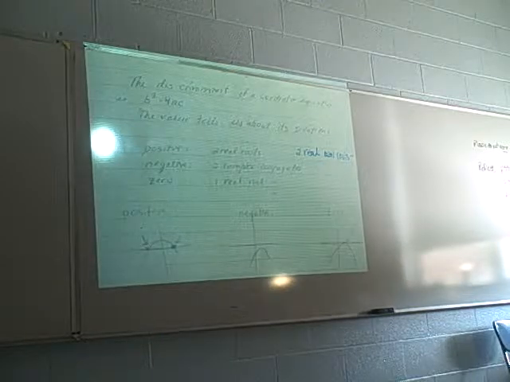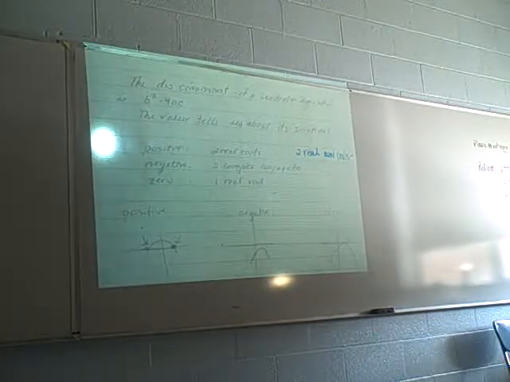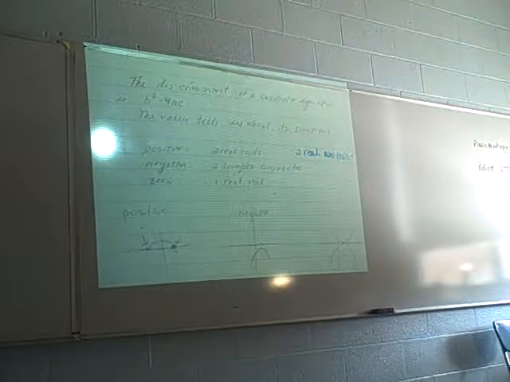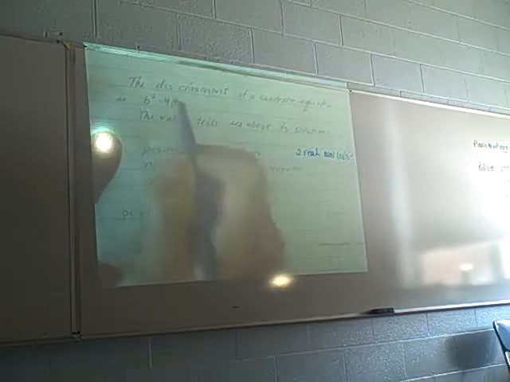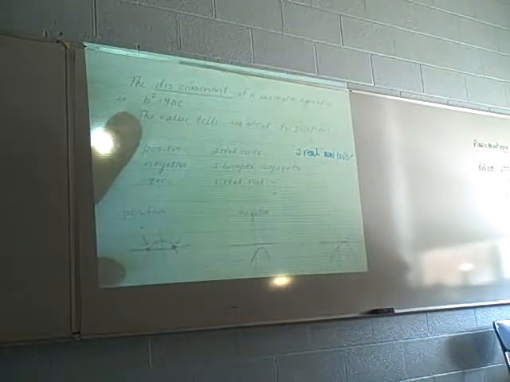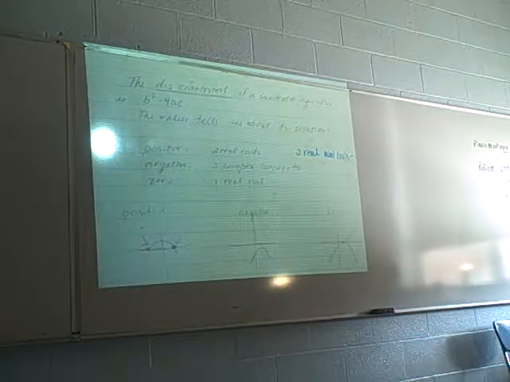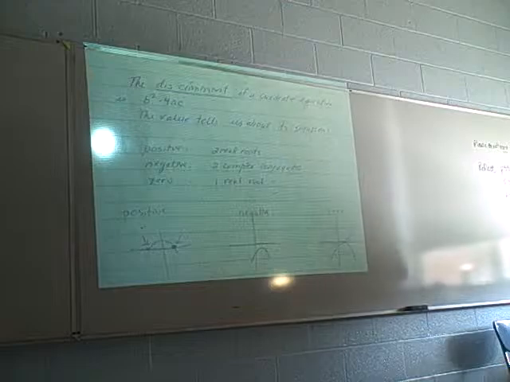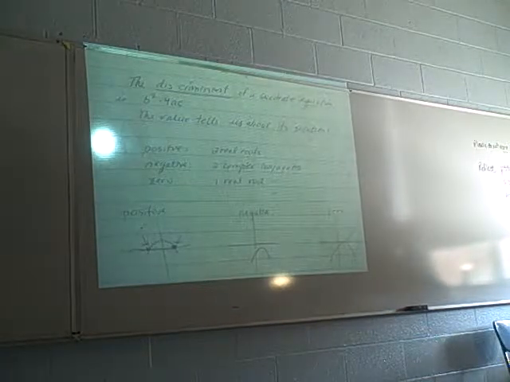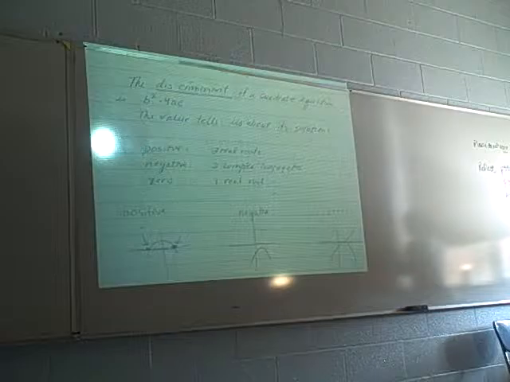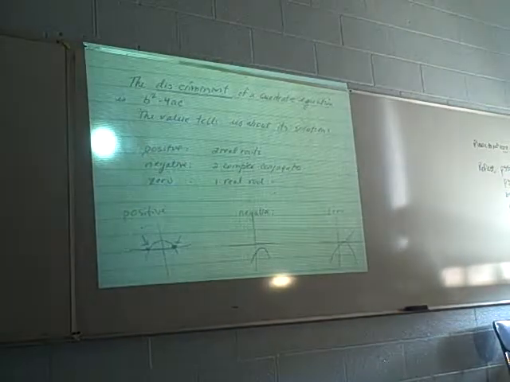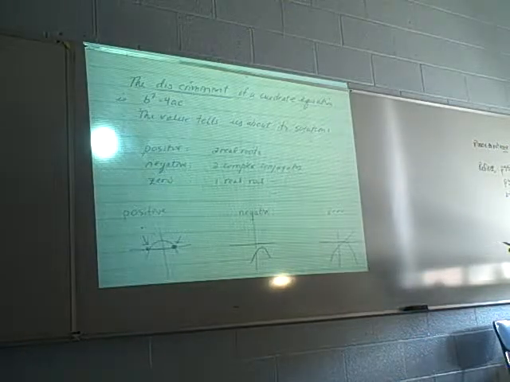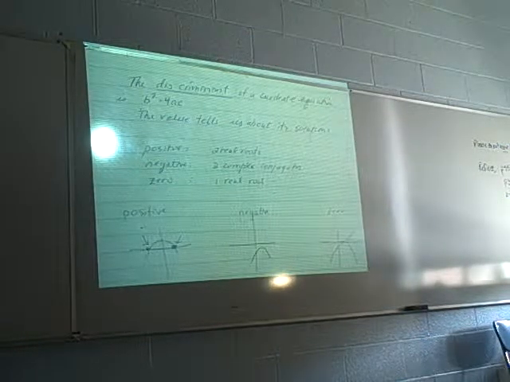Okay? So the discriminant, and that should be underlined, of a quadratic equation is b squared minus 4ac. What does it mean? Why was that helpful? We just did this whole chart. What did the value tell us? It tells us about its solution, right?